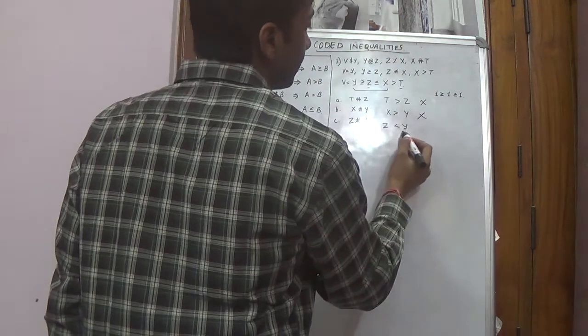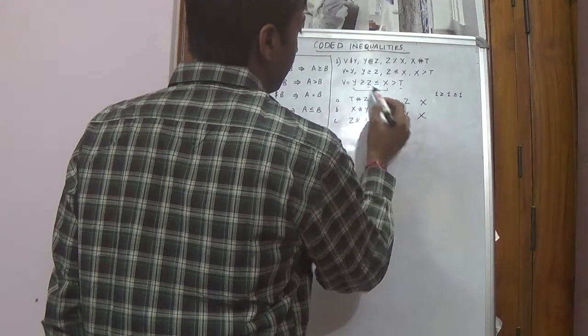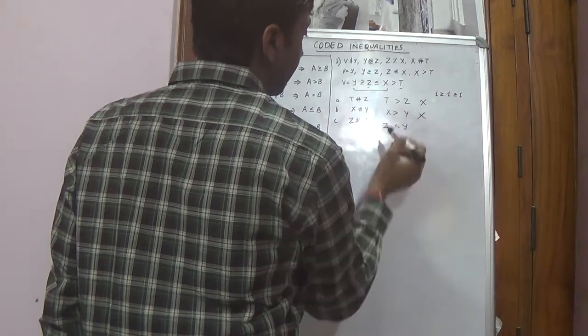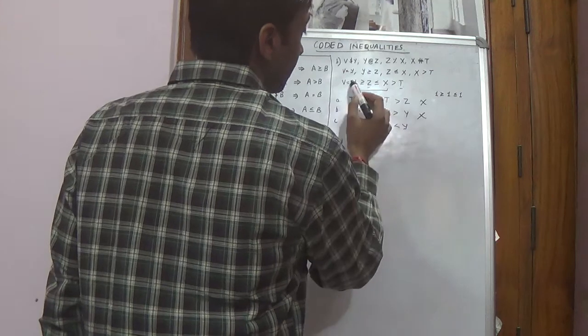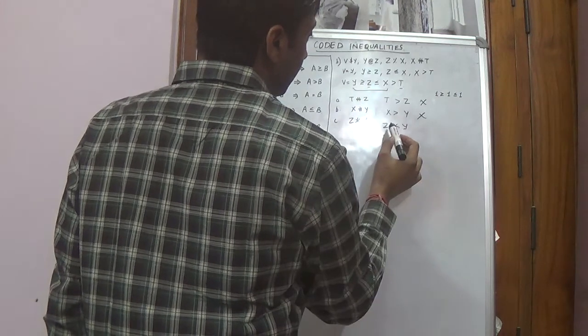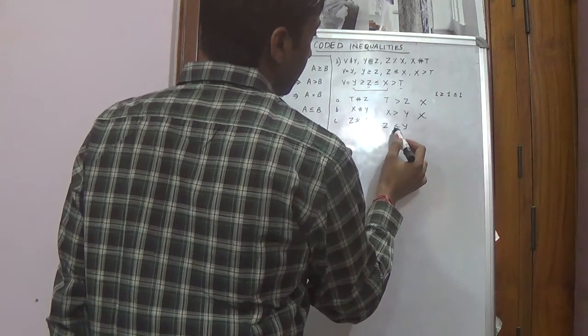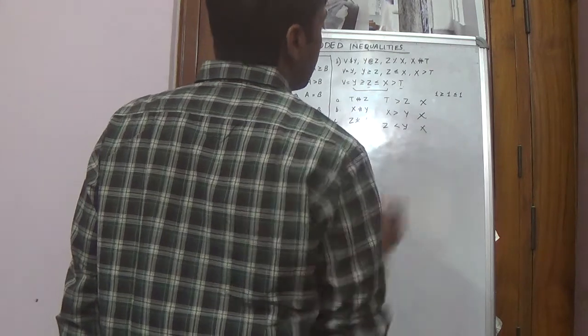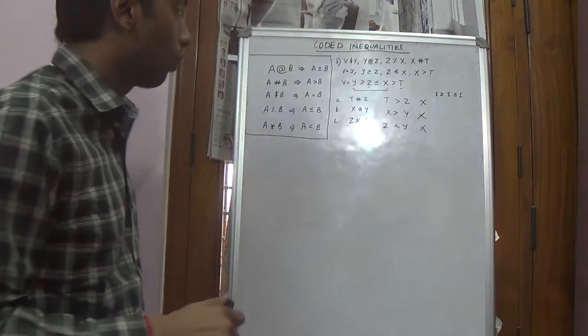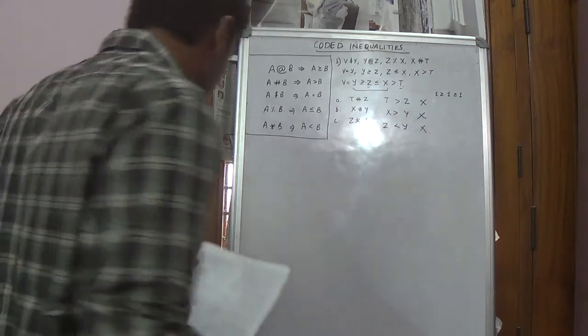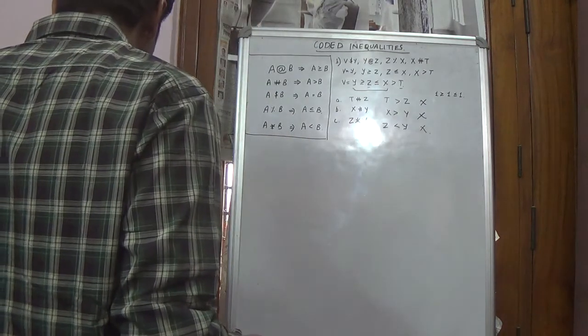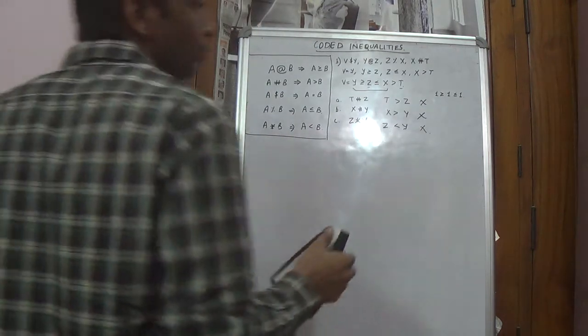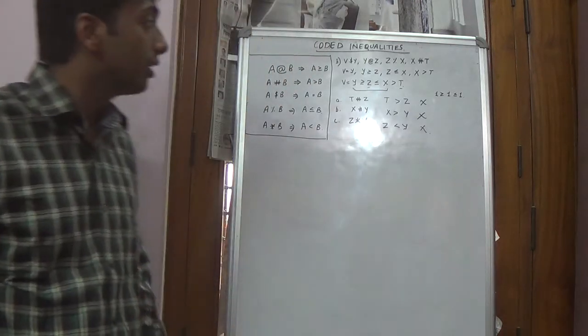Z is less than Y. So Y is greater than or equal to Z. So this is also wrong. So all the three statements given are wrong. So the right option would be option 1, none follows.